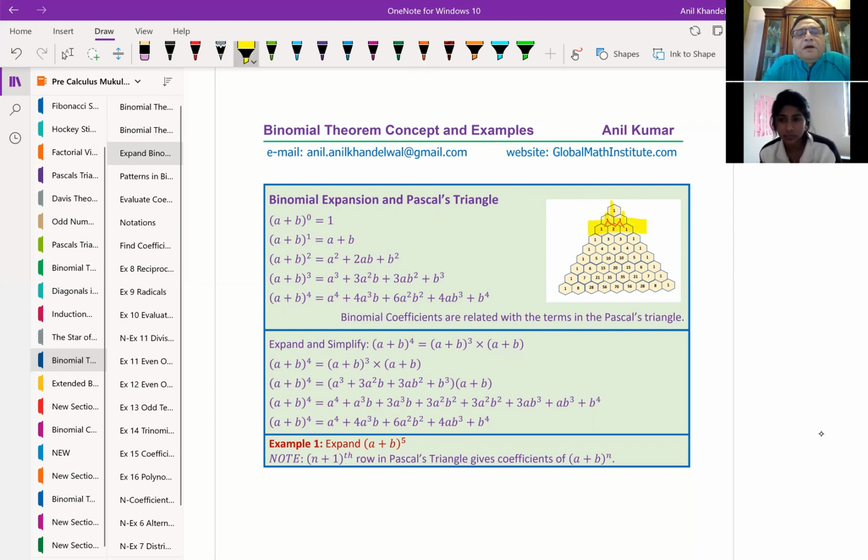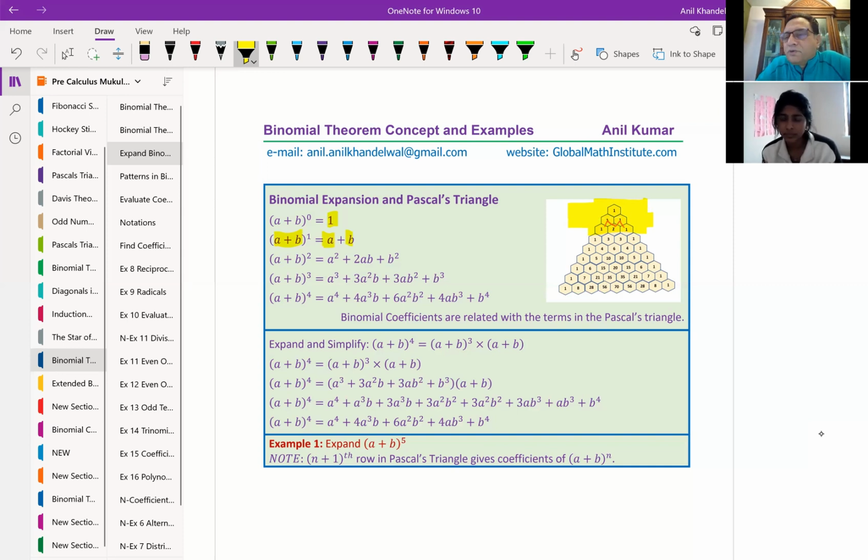For example, let's take a plus b to the power of 0. You know, anything to the power of 0 is always 1, right? So that is just 1. And that you get from this particular 1. Now, a plus b to the power of 1 means a plus b, right? The same term. So you can write this as a plus b. And this a plus b matches with what we call the zeroth row.